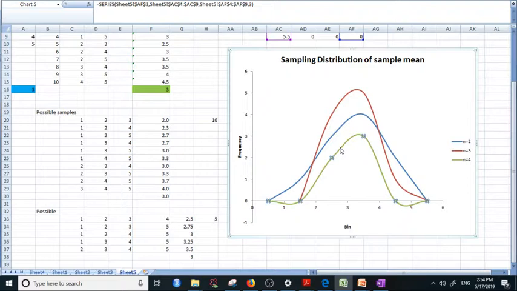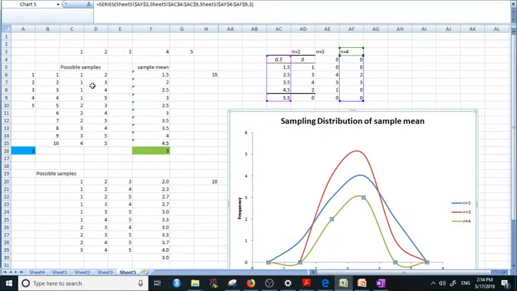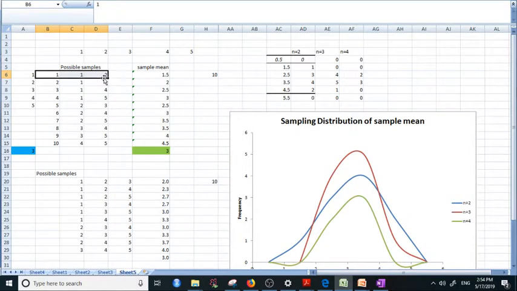So we can see that as sample size increases from 2 to 3 to 4, the variance of the sample distribution has reduced, implying that the uncertainty underlying the estimation process has fallen. So sample mean in this sense is a consistent estimator of the population mean. And sample mean is sufficient because it is based on all the observations that are available in the sample.